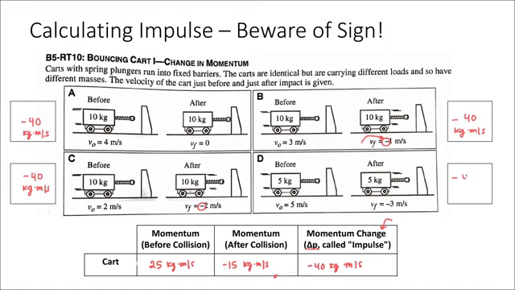And so it turns out that the change in momentum, or the impulse, for each of these scenarios was the same. There are many different ways to have the same change in momentum, and the purpose of this activity was to be very mindful of the sign of our velocity before and after the collision. All right, let's take a look at some more examples.